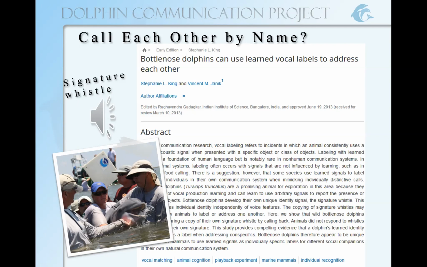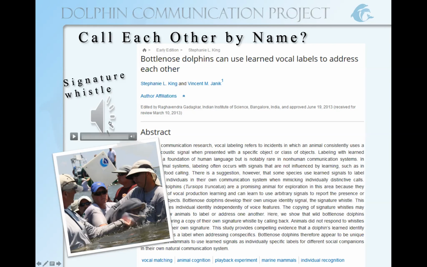And it's possible for humans, and probably other dolphins, to recognize these individual dolphins based on the unique characteristics of the signature whistle. And also sometimes dolphins will even copy or imitate the signature whistles of other dolphins, which might mean that they're trying to get the attention of or address these other individuals.